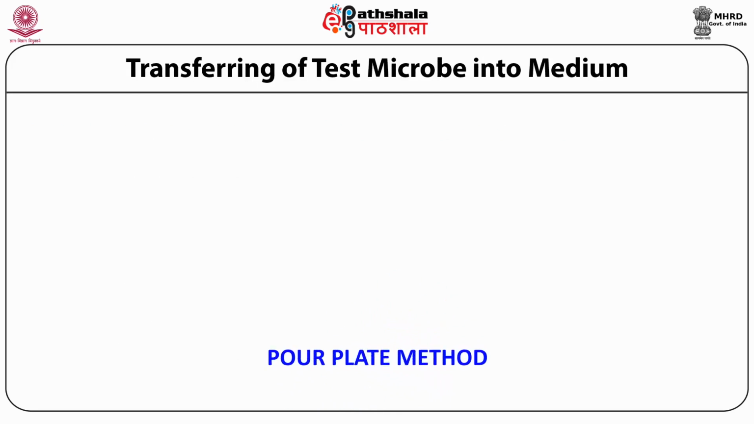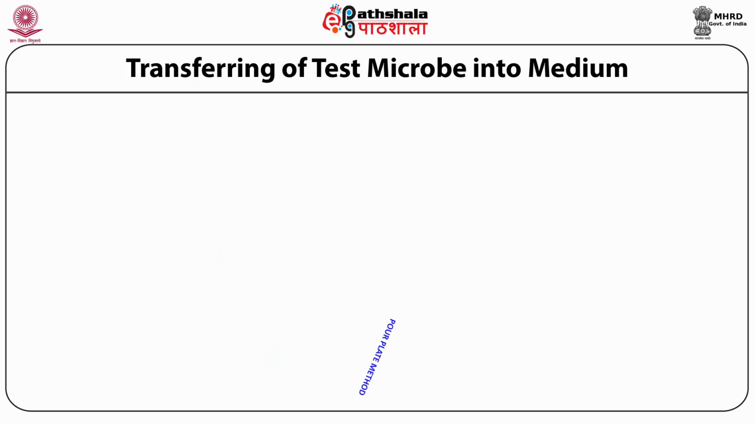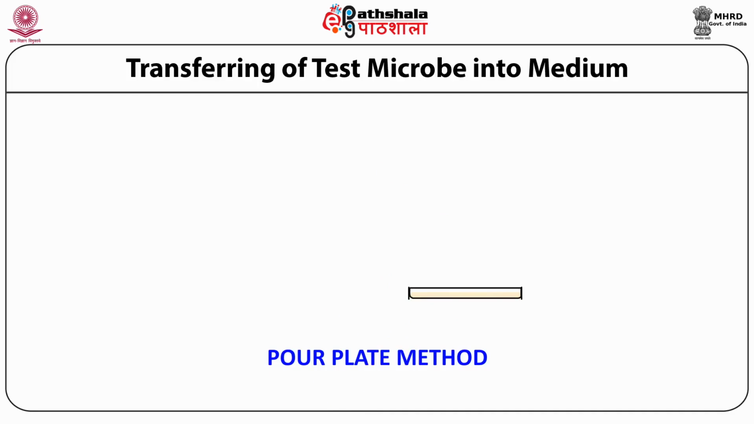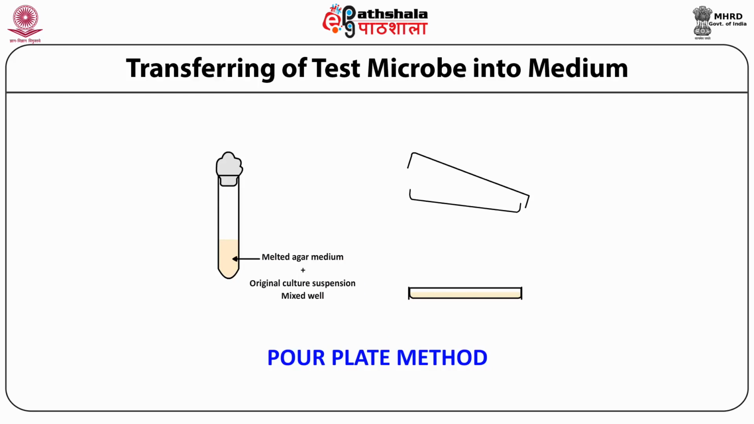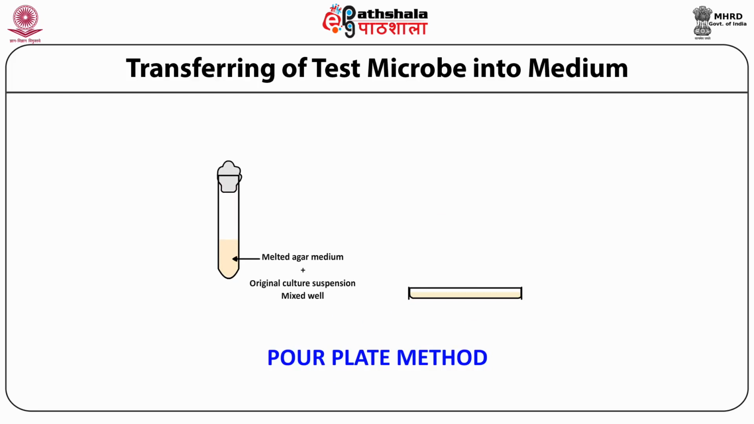Transferring of a test microbe into medium. Now, how can we transfer the test microbe into medium? This is very important because when we carry out antibiotic assay by using the cylinder plate method, we follow this method, that is, transferring of the test microbe into medium. First of all, the molten agar medium is prepared, and to this the original microbial culture or test microorganisms are added at a temperature between 45 to 50 degrees centigrade. This mixture is very well mixed, and then it is poured into an empty petri dish in a laminar flow unit. This method is also known as the pour plate method. After solidification of the media, the media along with microbes can be used for antibiotic assay.